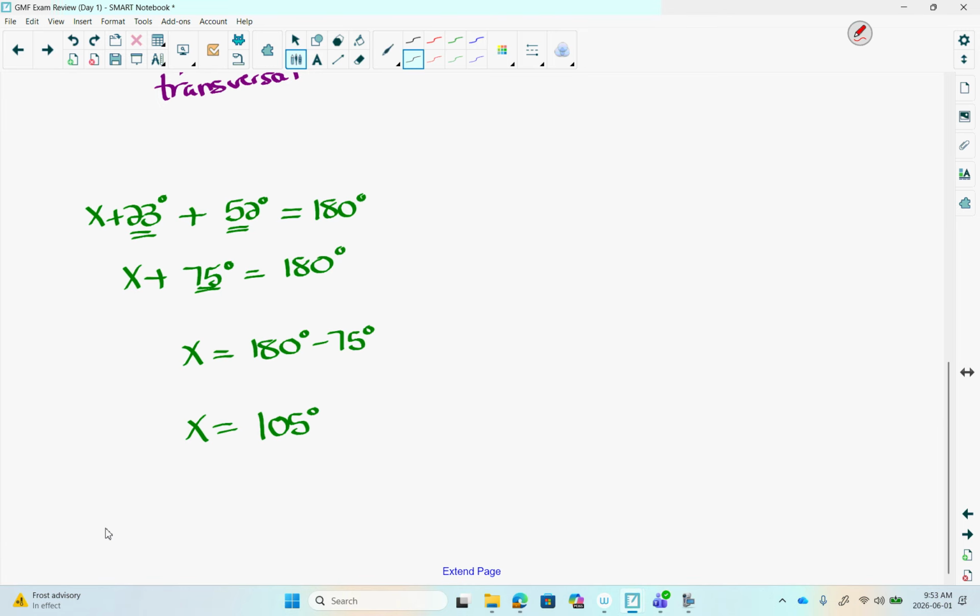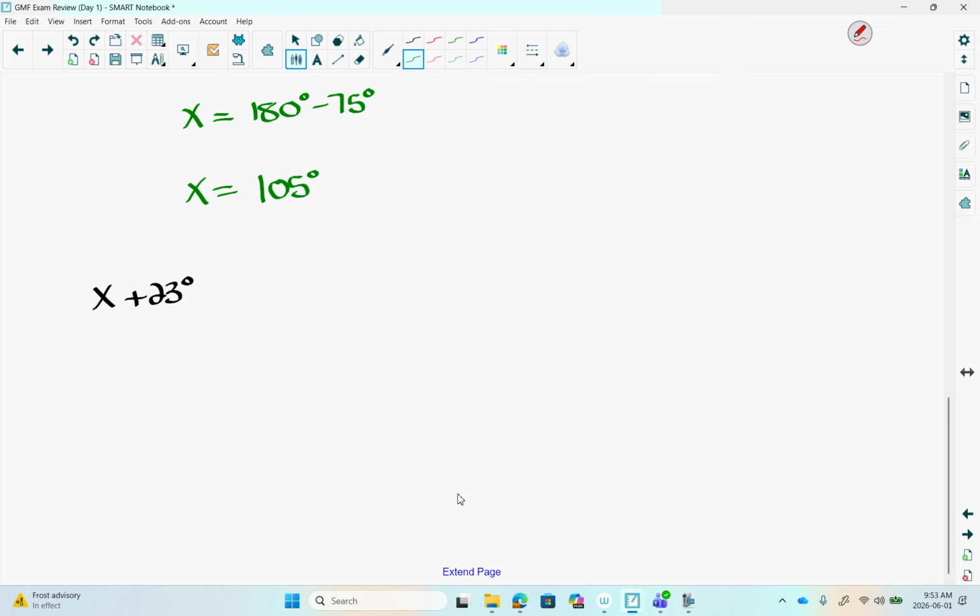But to get angle 1, I'm going to go x plus 23 degrees. And I'm going to fill this right in here. What is 105 plus 23? It's 128 degrees. And if you added 52 to that, 128 plus 52 gives you 180. They are supplementary angles. Everyone cool with that? Next move is to find y.